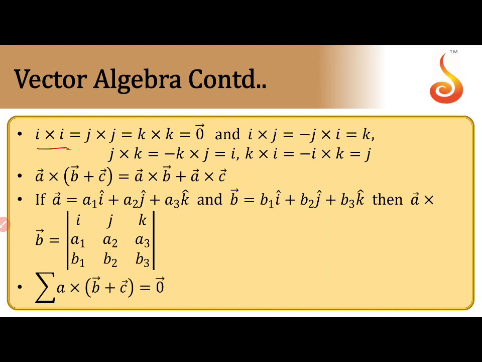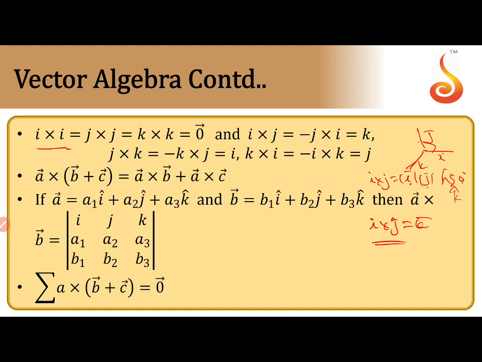But what about I cross J? I cross J is K. This is I, this is J, and this is K. So K is a vector which is perpendicular to both I and J. According to the definition, I cross J is modulus I modulus J sine 90 because they are mutually perpendicular, into K bar. K bar is a vector perpendicular to both of them. Modulus I is 1, modulus J is 1, sine 90 is 1. Therefore, I cross J equals K.